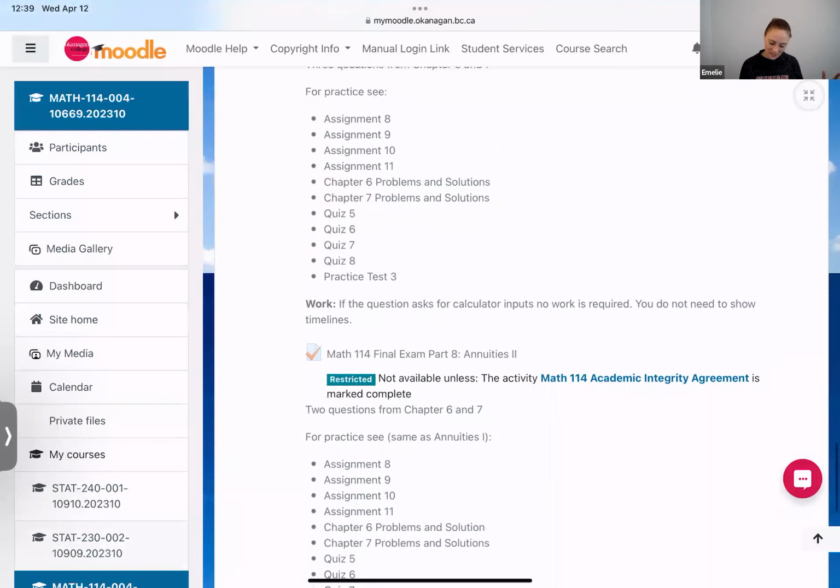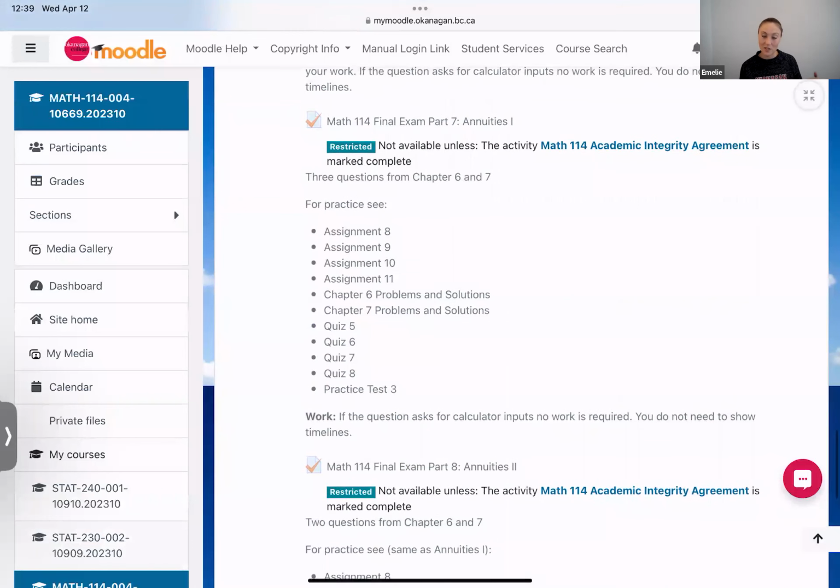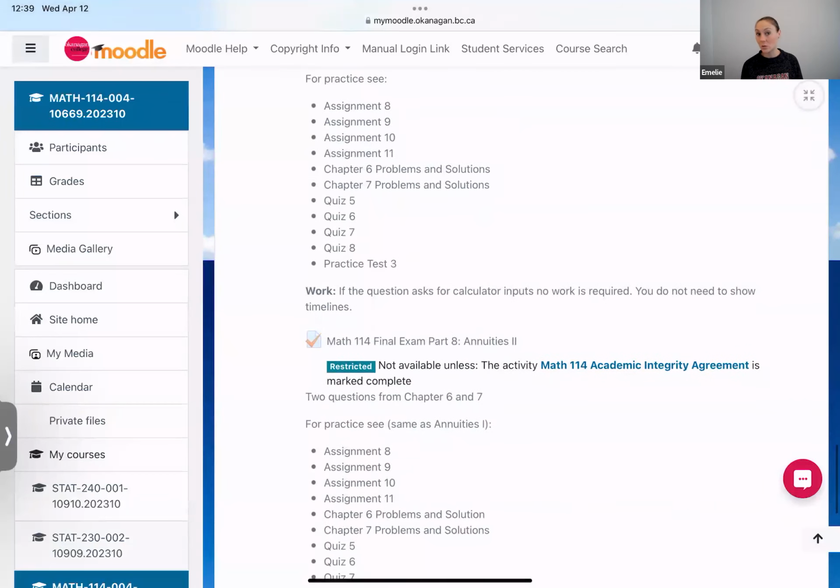Part 7 has 3 questions, right? So maybe a little bit smaller, not as time consuming. And then part 8 has 2 questions, right? So let that be your guide as to how difficult these questions are. Okay, but let's see here.